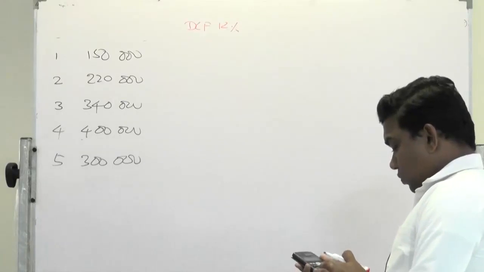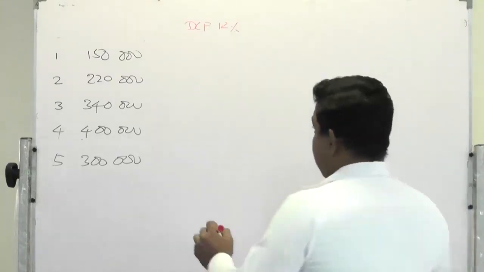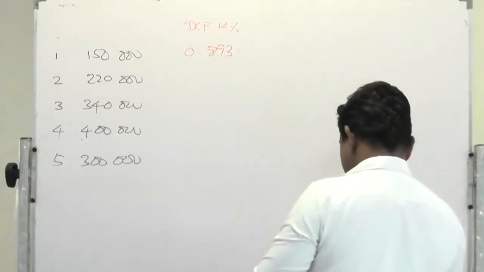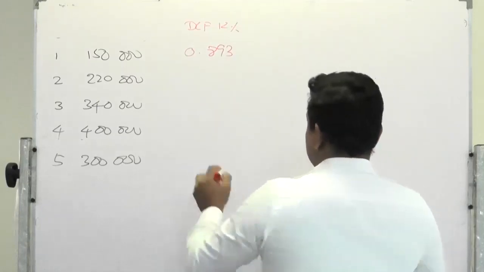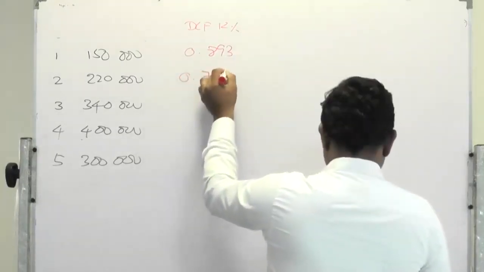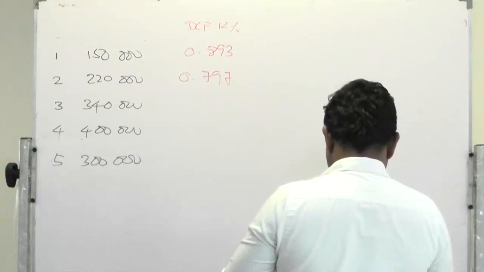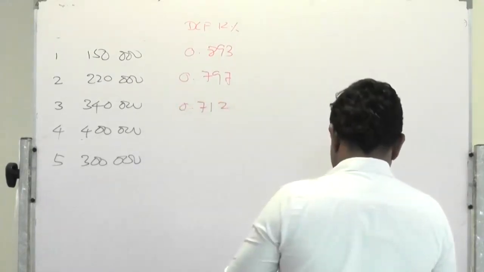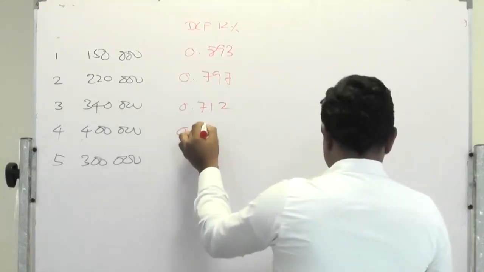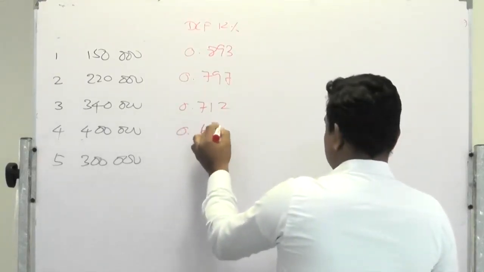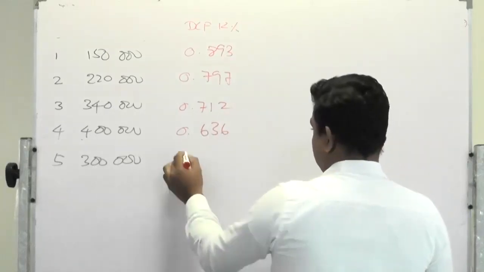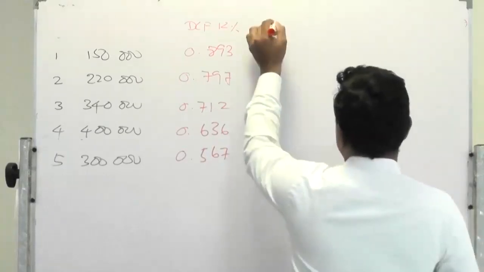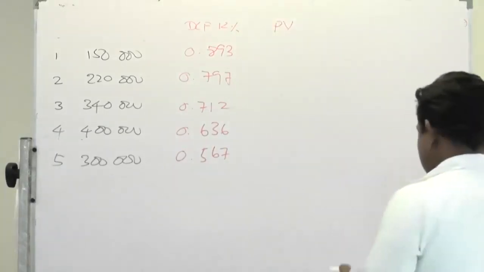1 divided by 1.12 power 1, that is 0.893, then power 2, 0.797, then power 3, 0.712, then power 4, 0.636, and finally power 5, 0.567. Now let's take the present value of the future net cash flows.